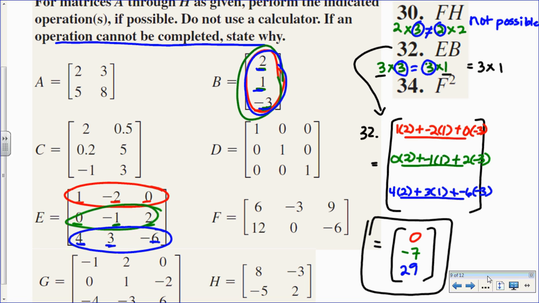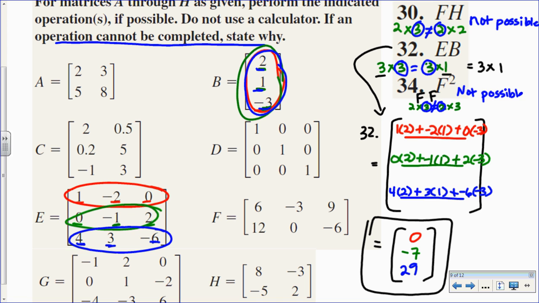Okay, look at F squared. F squared would be F times F. What size is F? 2 by 3. So a 2 by 3 and a 2 by 3. Can you multiply those? No. You can only square matrices that are square, with the same number of rows and columns, like a 2 by 2 or 3 by 3. You would just write them next to each other and multiply those out. So this one is not possible.